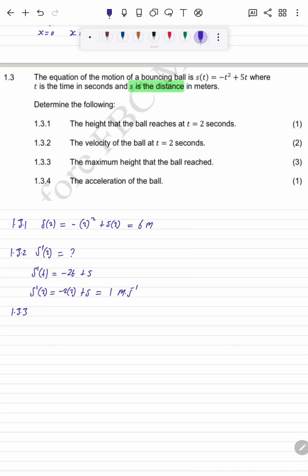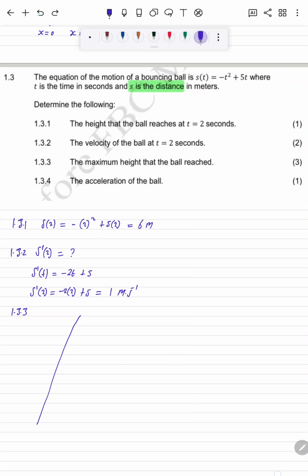1.3.3. It says find the maximum height that the ball will reach. So this is the same as calculating the turning point. In calculus, when you want to maximize or minimize something, remember in level 3 they taught you that you find the first derivative, solve for t, and take that value of t and replace it back into the function. So here we're going to do it as if we're calculating the turning point. In any case, the ball goes up, reaches the highest point and goes down. So we want to know the maximum height, which means we're talking about the turning point.